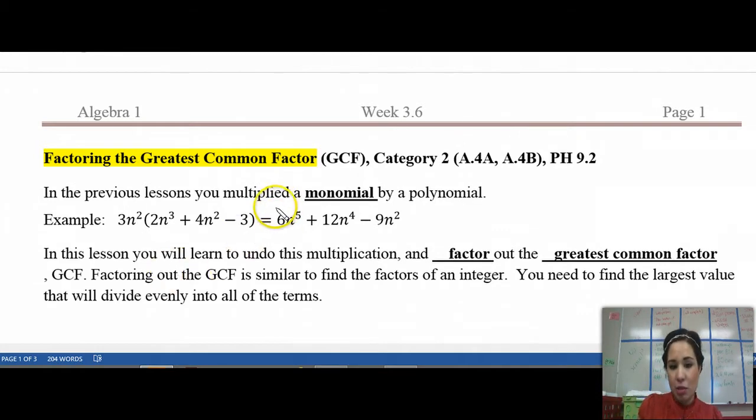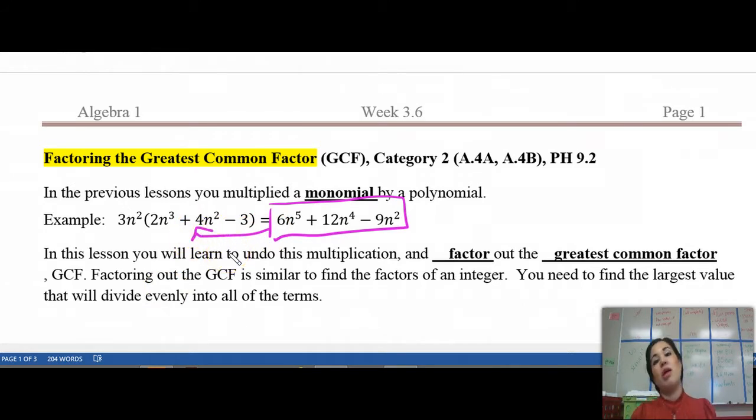So let's say that they gave us something like this and they asked me to go back. So what did we start with? What did we end up multiplying? So that's what we're looking at here. How do I get to this point? How do I figure out what did we start with that we distributed? And that's what we're going to be looking at today.